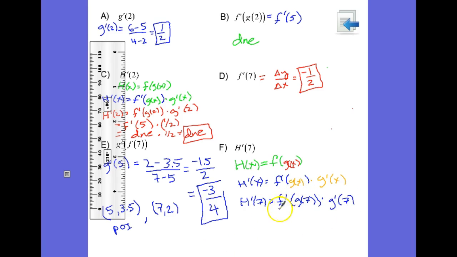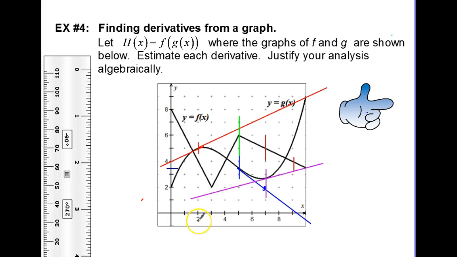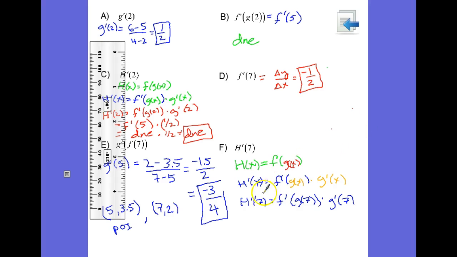So we have to go back to our graph, and the first thing we're going to need to find is what g of 7 is. Alright, so let's take a look at g of 7. At x equals 7, I've already sketched a vertical line through that curve, and I found that it seems to be about 2.8. It's a little bit less than 3. So here at this point we can see it's 3. I would call it 2.8.